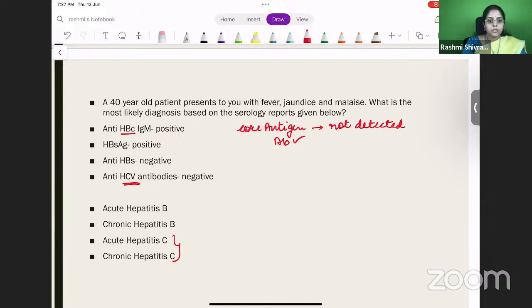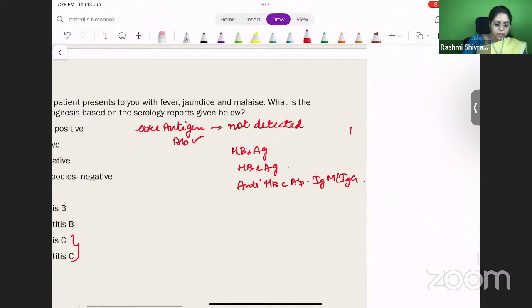So what are the other antigens that you can see? HBsAg you can see. You can also see HBeAg. And you can see the HBC antibody. It can be either IgM or IgG. These are the things that you can find out in hepatitis B. Apart from that, you can also see the hepatitis B viral load, the viral DNA.